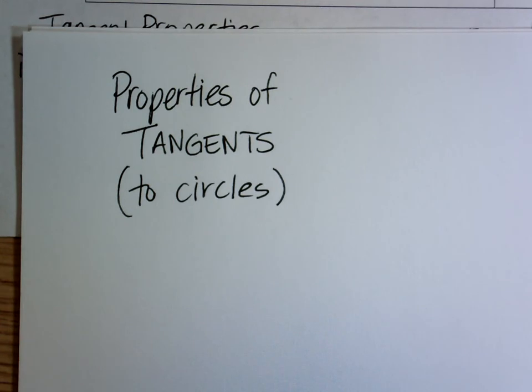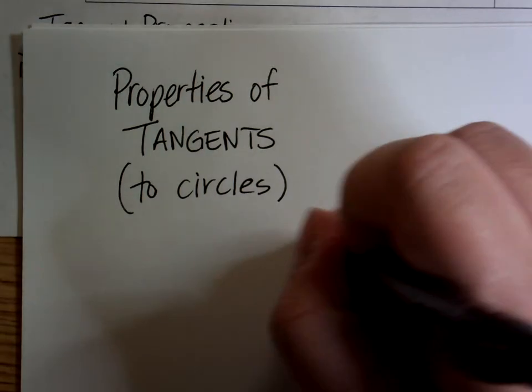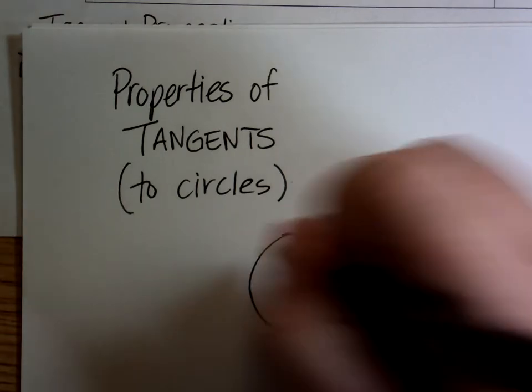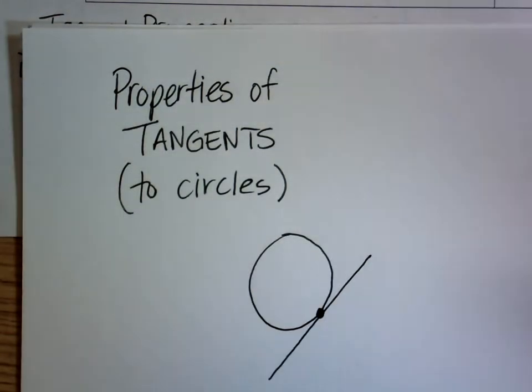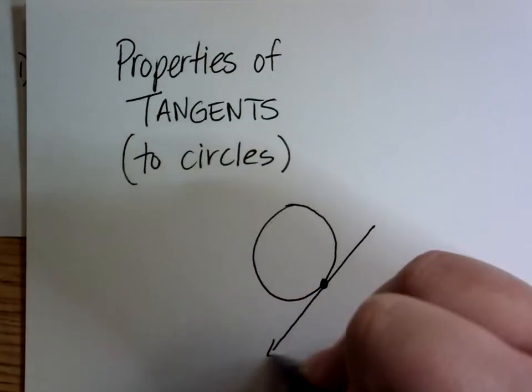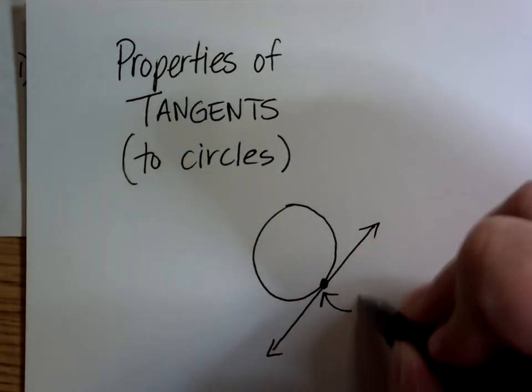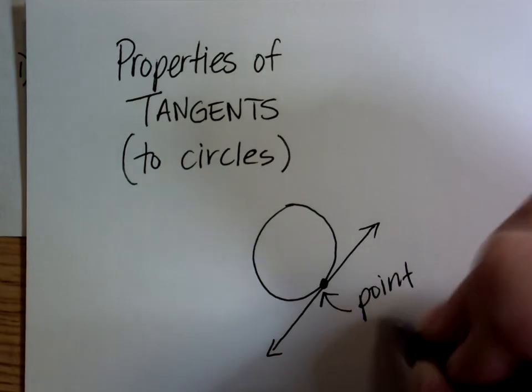Hi folks, we're talking about circles here in geometry, and one of the first things we like to talk about when we talk about circles in geometry is tangents. And remember, a tangent is nothing more than a line that touches our circle in only one point. That point where my line touches the circle has a name. It's called the point of tangency.